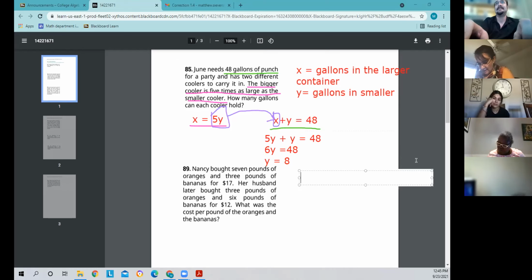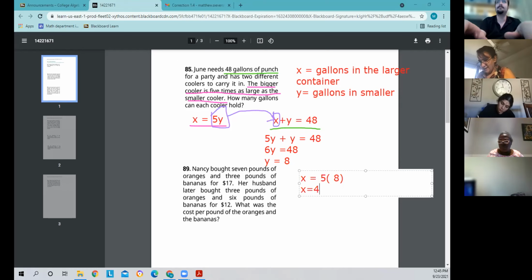Because I have my X equals 5Y, I just replaced the Y. 5 times 8 equals 40. And my X equals 40. Okay. And if you did this, you did all the math absolutely correct.